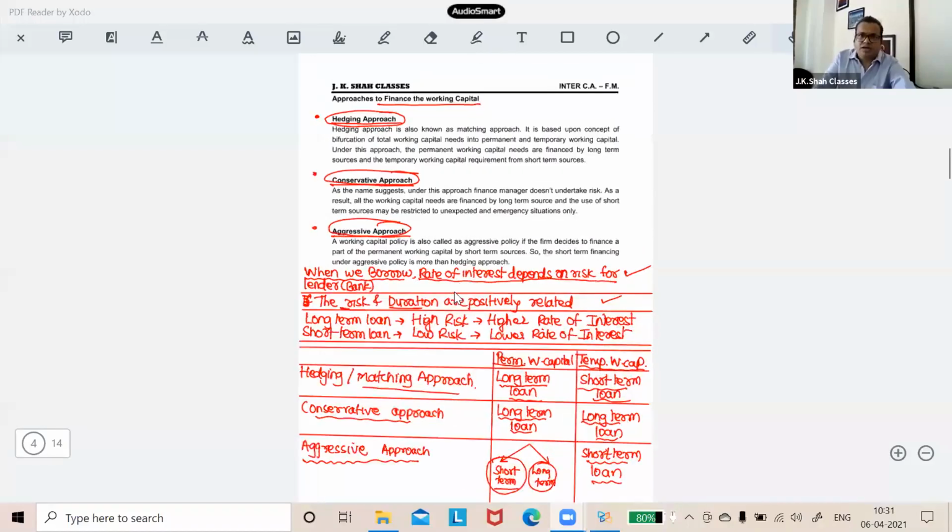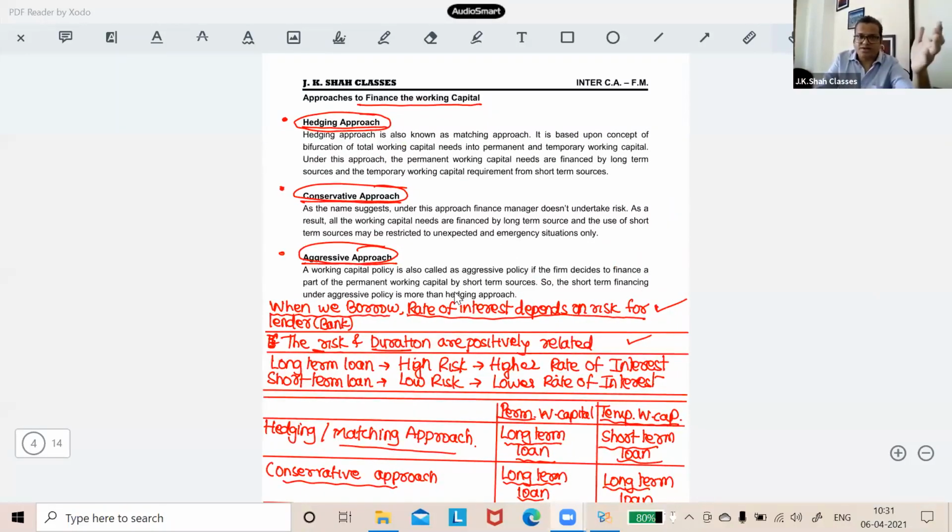Hope you remember what we've done yesterday. We ended up with how to finance the estimated working capital. Correct, guys? We saw three approaches of financing working capital: hedging approach, conservative approach, and aggressive approach. Under the hedging approach, we can also call it a matching or a balanced approach.